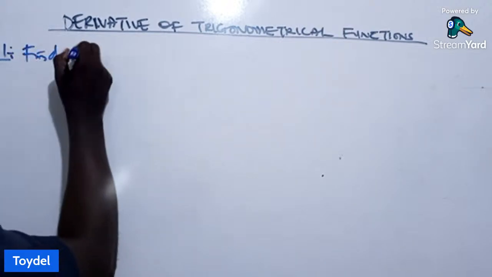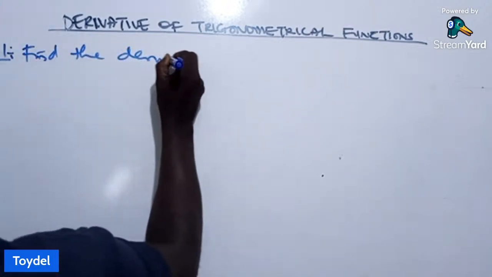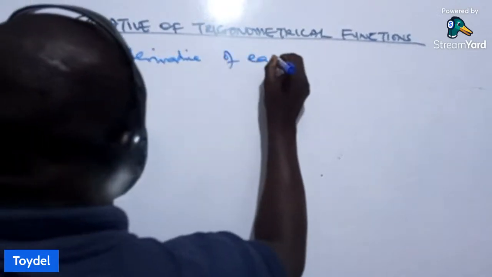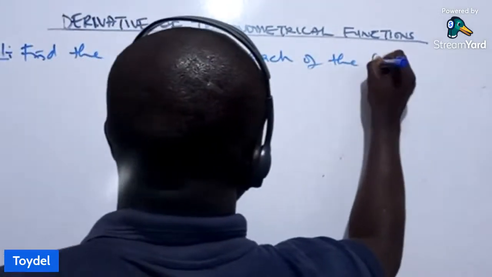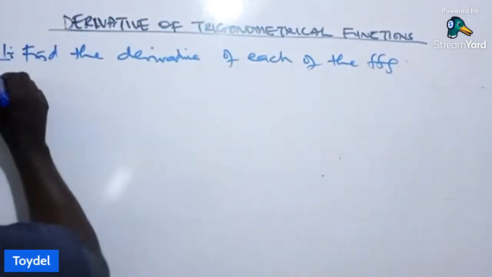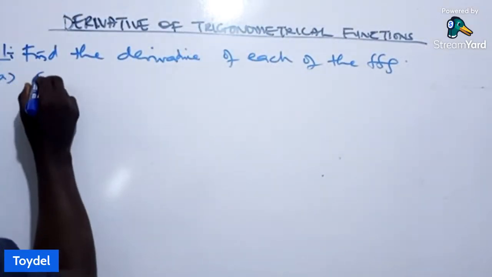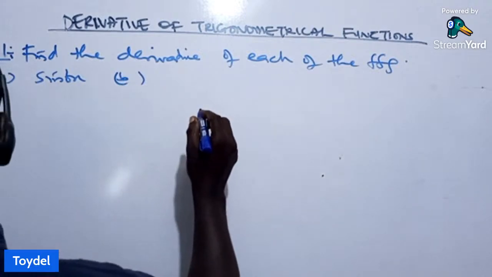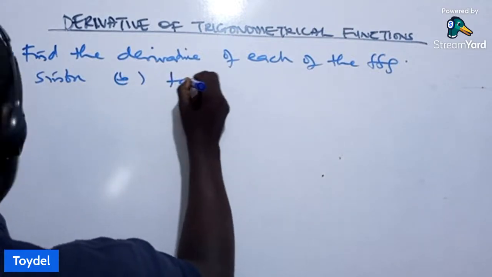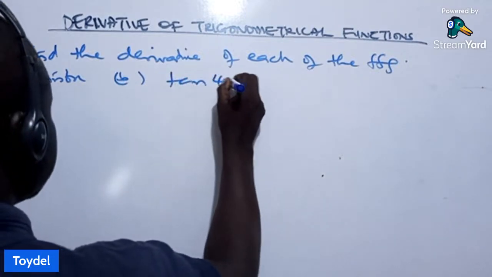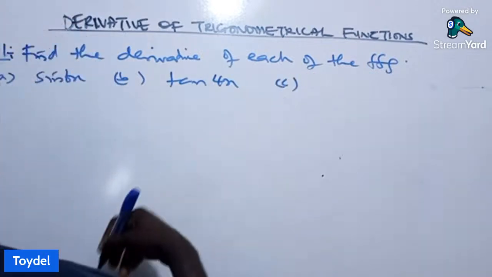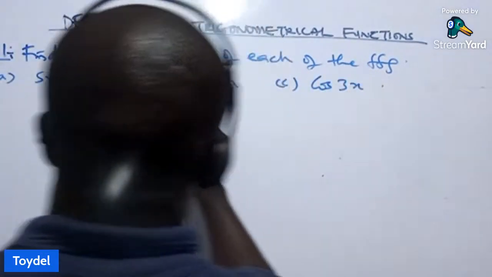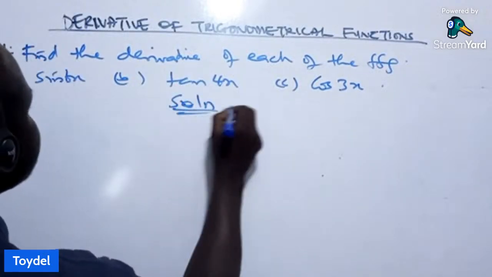Find the derivative of each of the following. The first one is sine 6x. Then we have tan 4x. Then maybe let's say we have cos 3x. So how do we solve this?